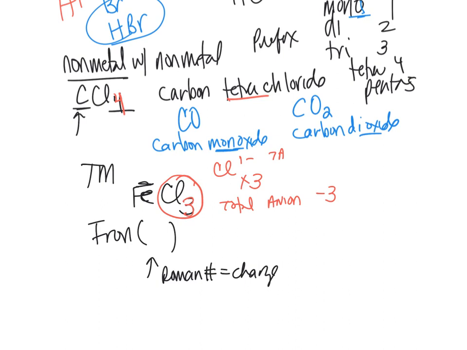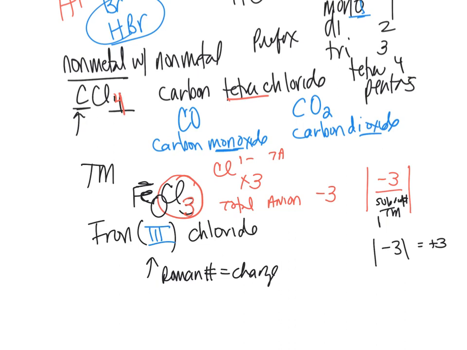So this has to sum to 0, so you're going to do -3, these are going to be absolute value signs, by the subscript with your transition metal. In this case it's 1, right? So -3 divided by 1 is -3, and absolute value of that is +3. So that tells you that the charge on the iron is going to be 3. And then that's iron 3. And then this comes from the periodic table, it's just chloride.